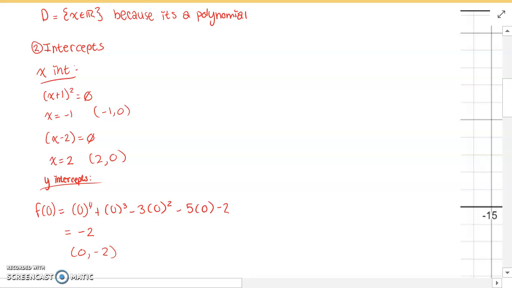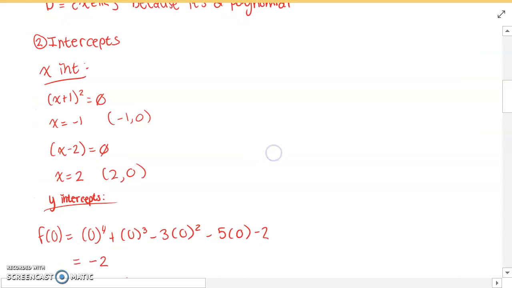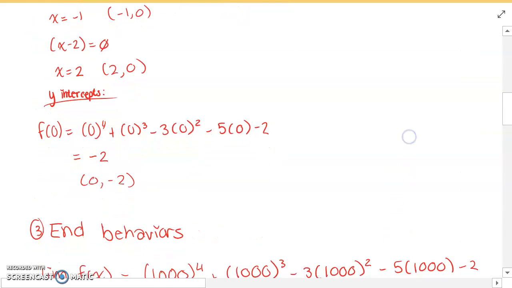So I took both of the brackets and I solved for what x would be to allow that bracket to equal 0. And I ended up getting -1 and 2, sorry. So that means that the x-intercepts are (-1, 0) and (2, 0). Next, for the y-intercept, I plugged in 0 as the x value into the original function, so the longer function, and I solved and ended up getting -2, which means that the y-intercept is (0, -2).